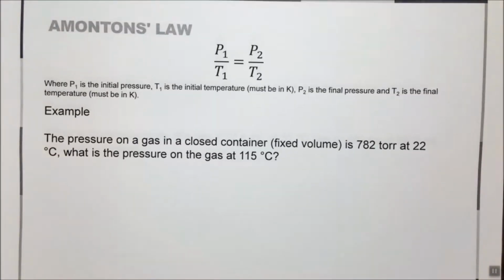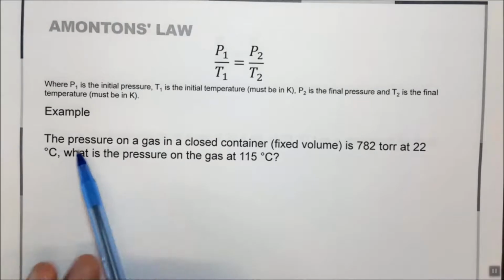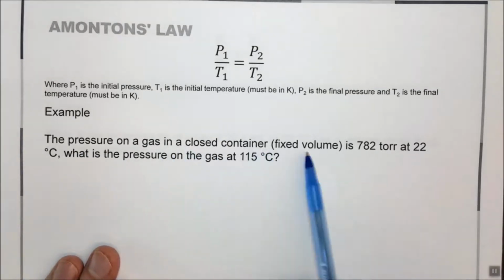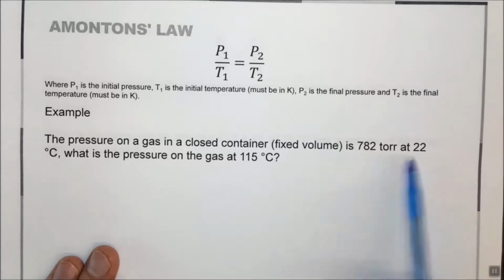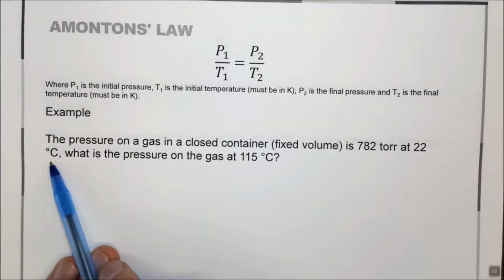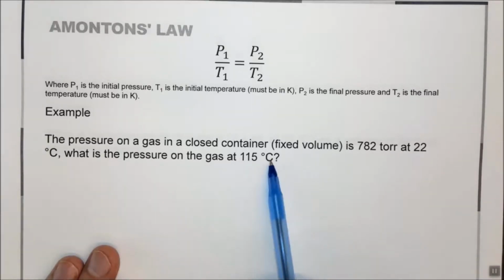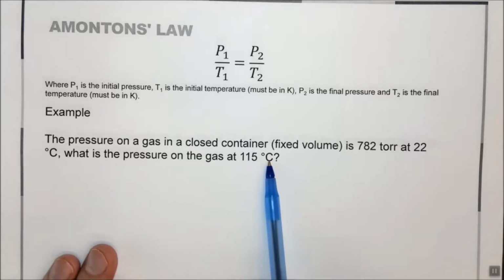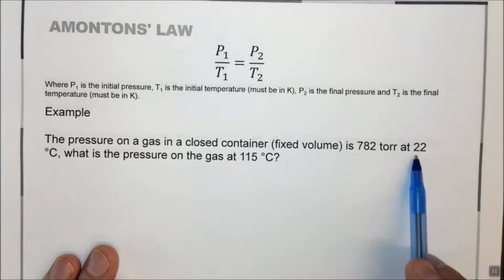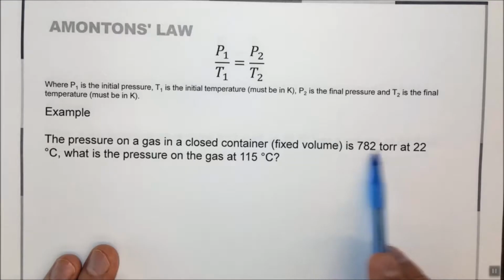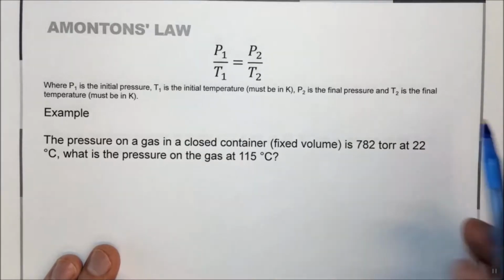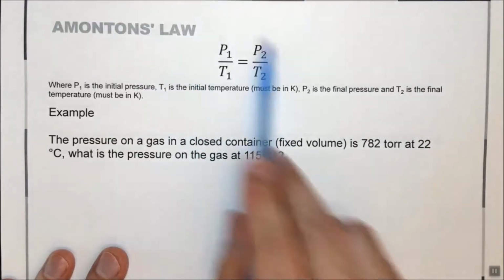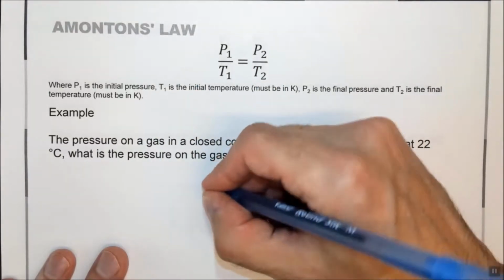So in this example, it says, what pressure on a gas in a closed container, fixed volume, is 782 torr at 22 degrees Celsius? What is the pressure on the gas at 115 degrees Celsius? So essentially, we have a gas at 22 degrees Celsius and the pressure is 782 torr. We heat the gas up to 115 degrees Celsius and we want to know what the pressure is. Not surprisingly, we're going to use the equation at the top of this slide.